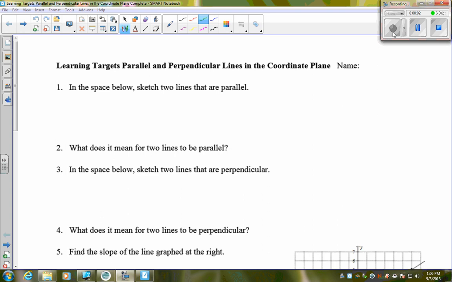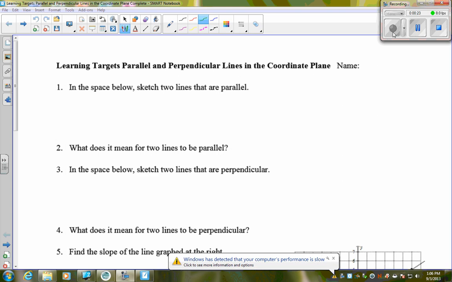Hello, we are in Unit 1. This is lesson number 3, titled Learning Targets, Parallel and Perpendicular Lines in the Coordinate Plane. Please make sure that you have the appropriate note sheet so that you can follow along and take notes. Once again, if for some reason you lost it or do not have it, please go to the School Fusion page and print out another copy because you will need it. All right, let's get started.